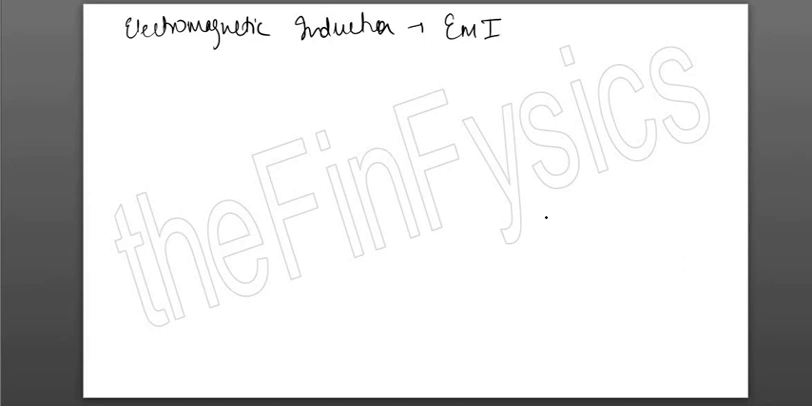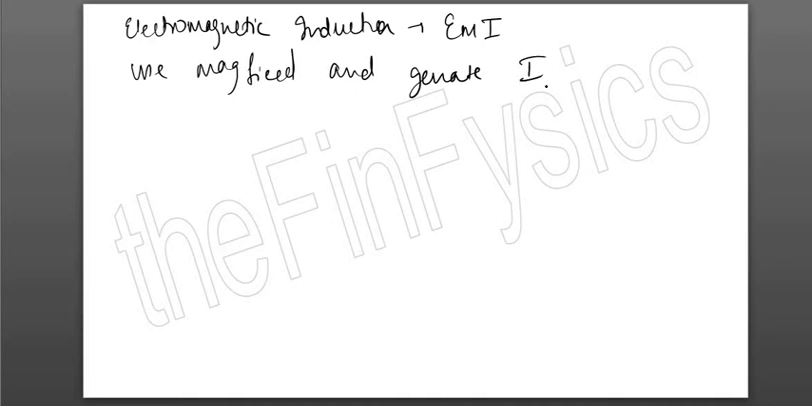So this was about electromagnets. Now we move on to electromagnetic induction, also known as EMI. In electromagnets we had current, and we were producing magnetism. Over here we will use magnetism or a magnetic field and generate current. Okay, so any question of electromagnetic induction will never have a power supply.